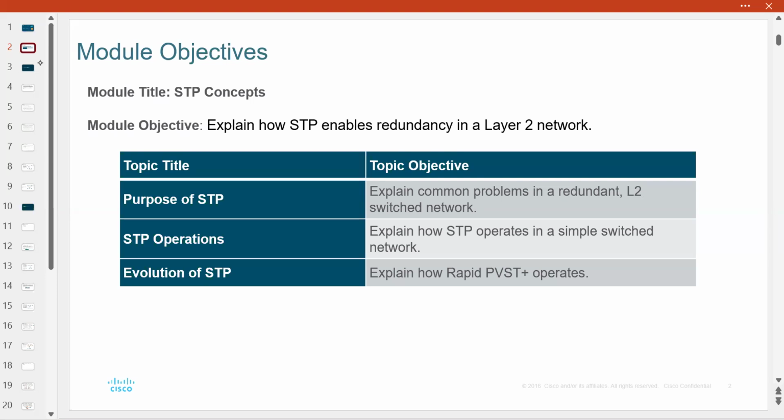Briefly, we are going to go through the purpose, the operation, and the evolution of spanning tree protocol. In this module, there is not much configuration. At this level, CCNA, no configuration is required for STP. But obviously, as you progress, there are quite a number of configurations that can be made to configure STP on a network.